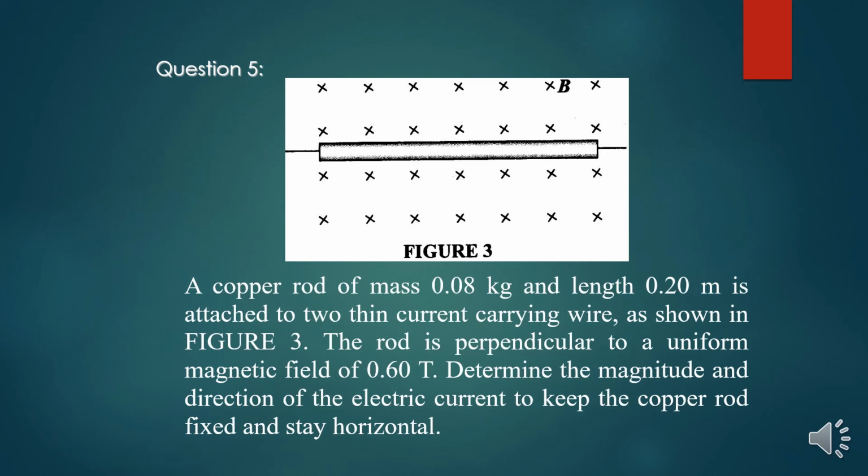Okay, for the next question, question number 5. This is the diagram given. A copper rod of mass 0.08 kilogram and length 0.20 meter is attached to two thin current carrying wires, as shown in figure 3. The rod is perpendicular to a uniform magnetic field of 0.60 Tesla. Determine the magnitude and direction of the electric current to keep the copper rod fixed and stay horizontal.